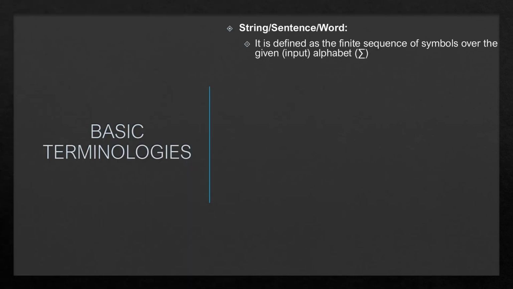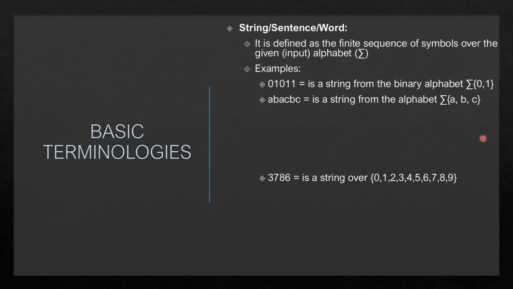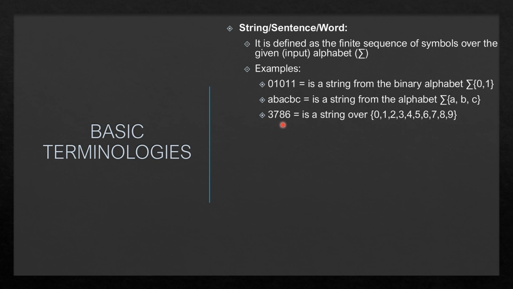The next term is string, sentence or word. It is defined as the finite sequence of symbols over the given input alphabet. Example, 01011 is a string from the binary alphabet sigma {0, 1}. Another example, ab, ac, bc is a string from the alphabet {a, b, c}. And finally, 3786 is a string over 0 to 9, so it is numerical.